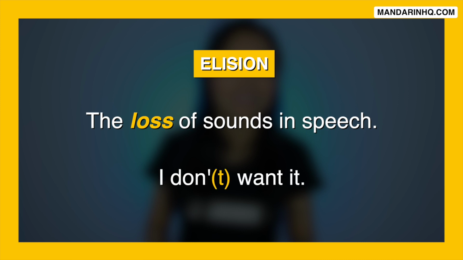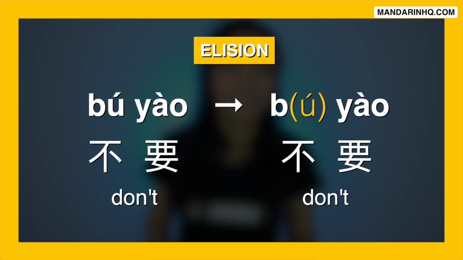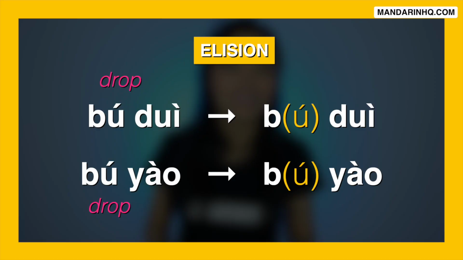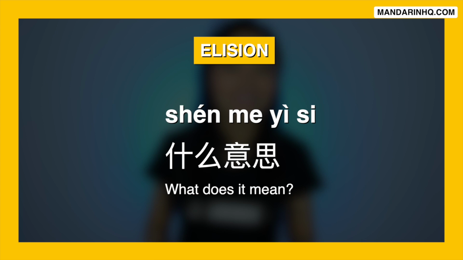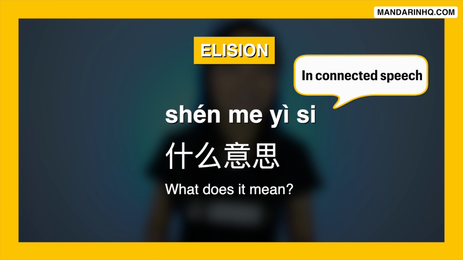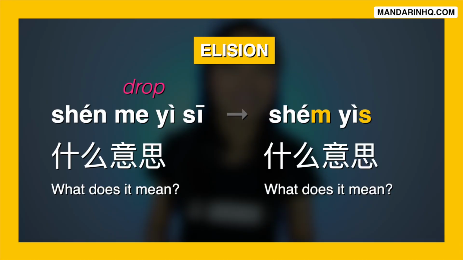I don't want it. I don't want it. For example, 不对 and 不要 often sound like 对 and 不要. In this case, you drop the u sound in 不. 对不要. Another example is 什么意思? In connected speech, it can sound like 什么意思? So we drop the final vowel in 什么 and 意思.